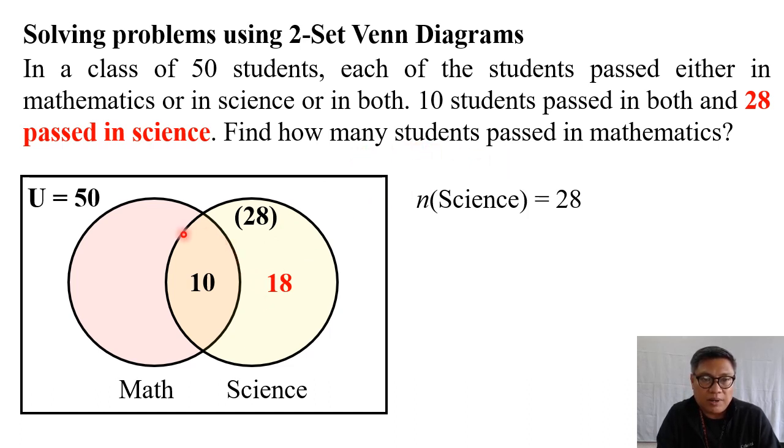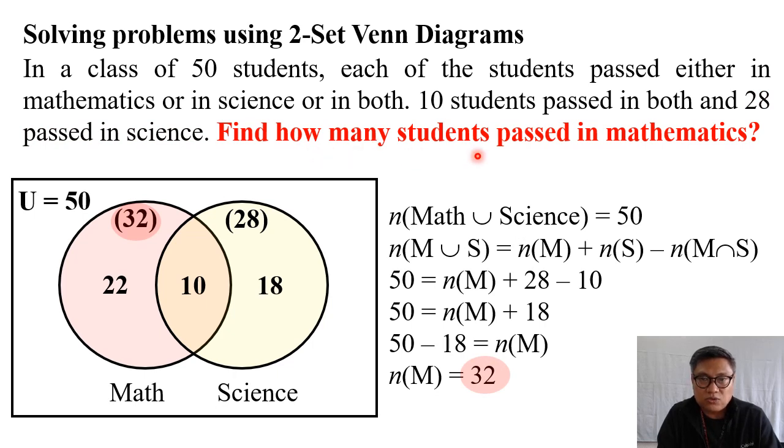Now, the next question is, we are asked how many students passed in mathematics. So remember that there is a total of 50. And here we already have the 10, we already have the 18. So 10 plus 18 is 28. So out of the 50, we subtract 50 minus 28, and that remains now the 22, and that's where we're going to put it here.